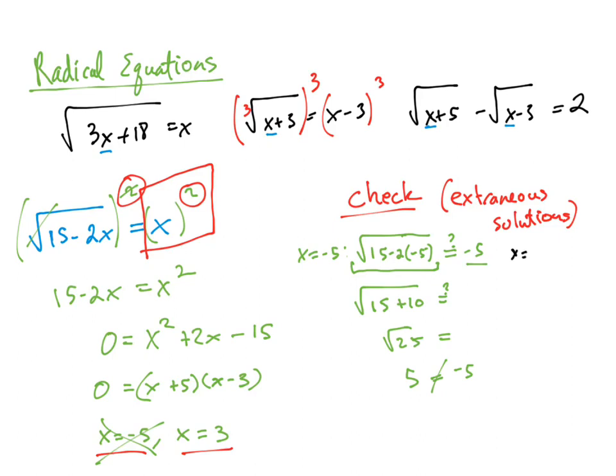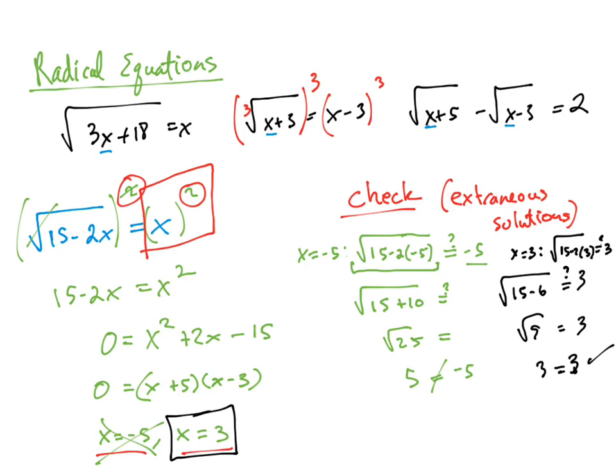And then let's test x is equal to 3. We get the square root of 15 minus 2 times 3. Running out of room. Is that equal to 3? Well, we have the square root of 15 minus 6. Is that equal to 3? And it is. So that works. So only x equal to 3 is our solution.